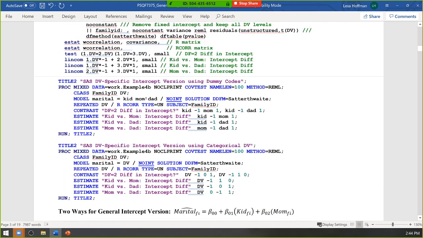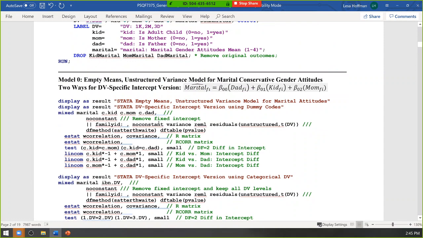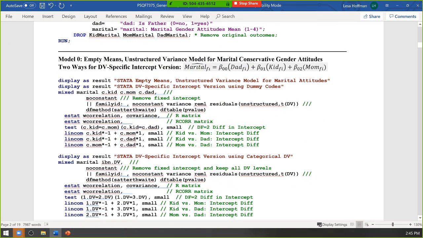Point of order, let me back up just 1 second because this is confusing as hell. Do you see this right here that I highlighted? No constant shows up twice. It is not redundant.